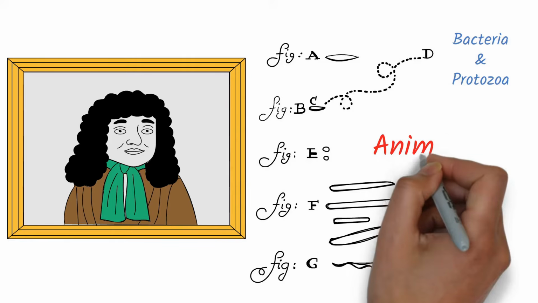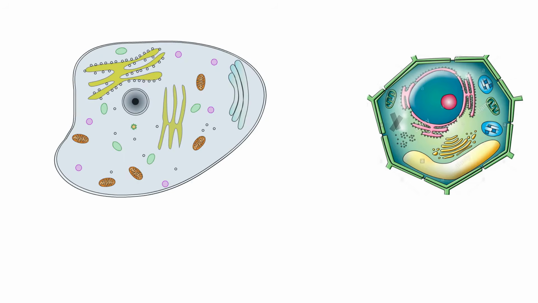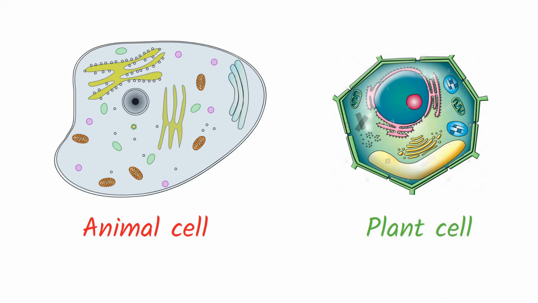He called them animalcules. Despite the discovery of animal and plant cells, their importance as the basic structural unit of life was not recognized.